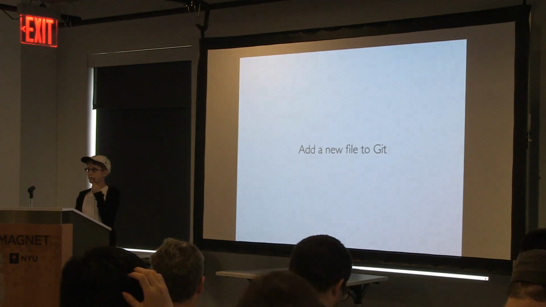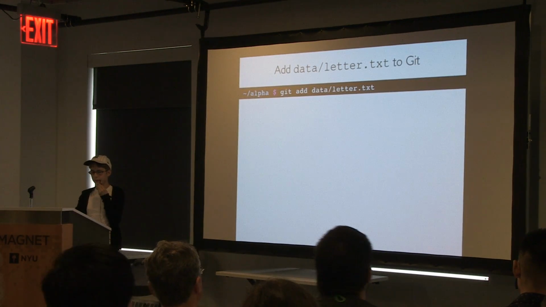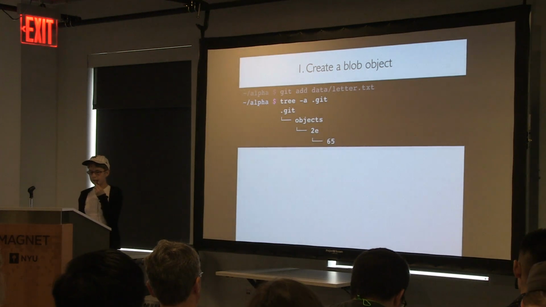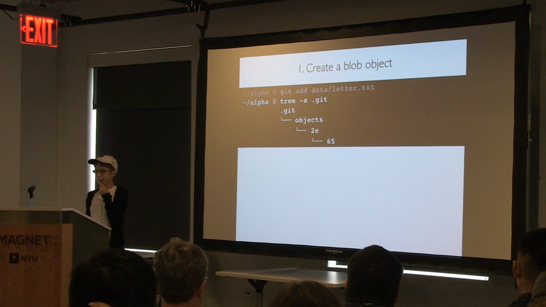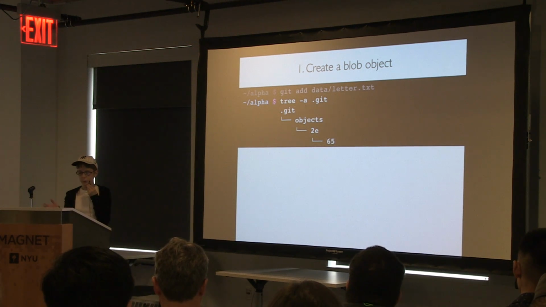So let's add that new file to Git. We're going to add letter.txt with git add. And some stuff has changed. So what's going on here? Well, we've got the .git directory and the objects directory. That was all there before, after we ran git init. But now we've got a new folder called 2e, and inside that we've got a file called 65. So what the hell is that?